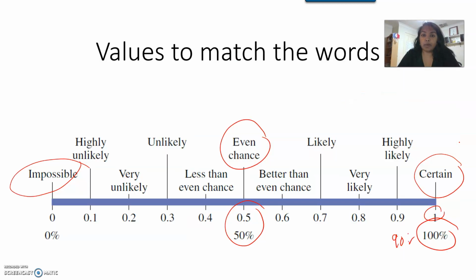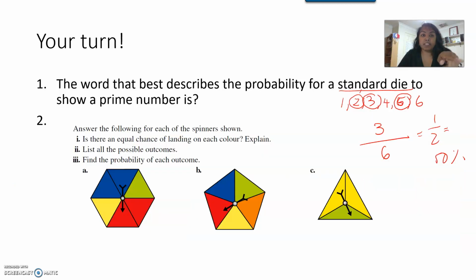If we go back to our chart, 50% means... it's asking for the word, so be careful with the question. It's asking for the word that describes it, and the word that describes it will be even chance. The best way to do it in these cases is to put it into a fraction, convert it, and then see where it fits. So I want you to try question 2.